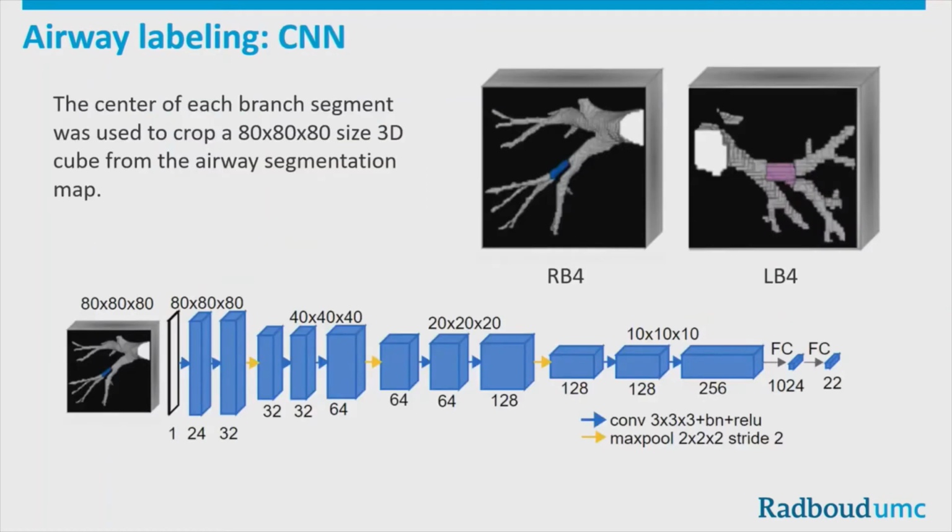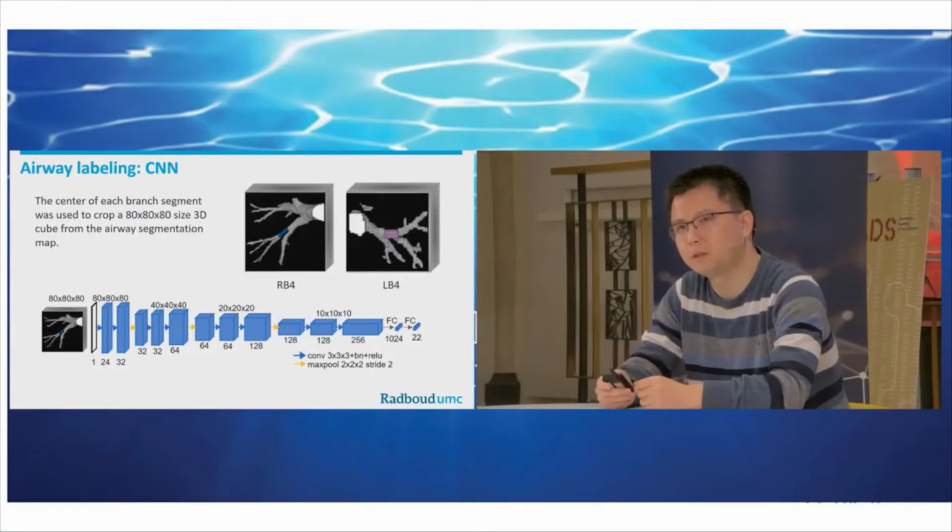First, I'll explain how we extract the node embeddings, how we extract the branch features using a convolutional network. The approach is very simple, and we just use the label map as the input. So once we have the airway segmentation, we can compute the center of each branch, and use the center as the center of a 3D cube to crop a patch from the airway tree label map. And we give different colors. For instance, the branch in the center, we give 0.9, and the rest of the branches, we give 0.5. And the background, we give 0. So it's basically a label map as an input of size 80 to the power 3.